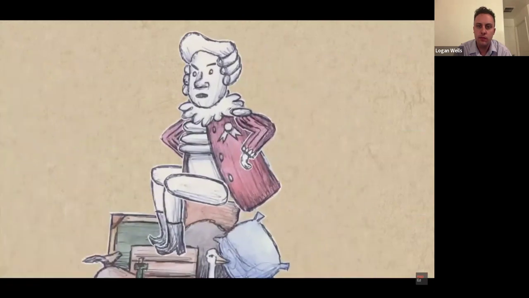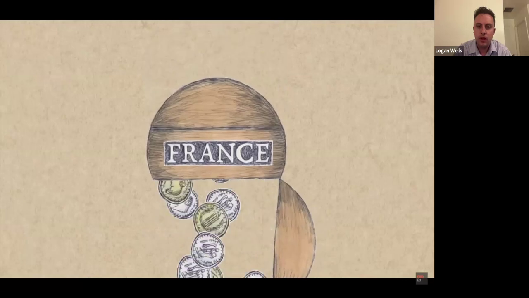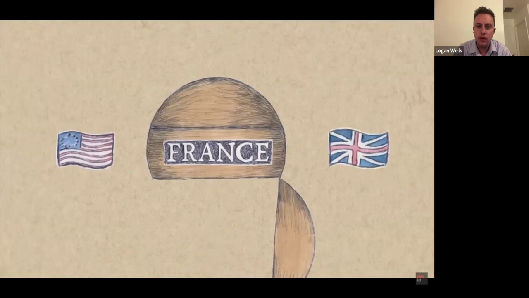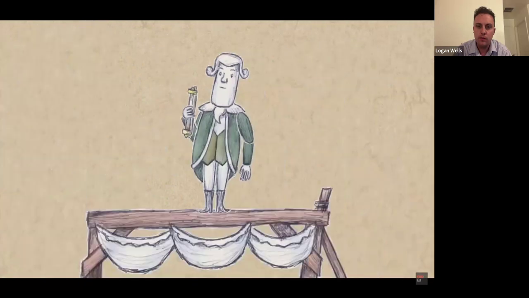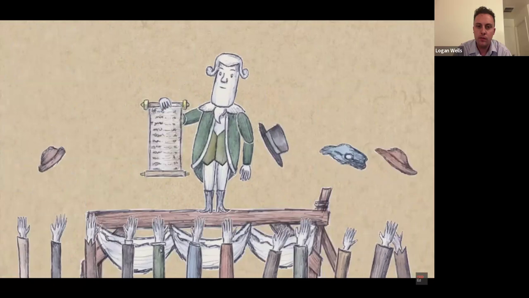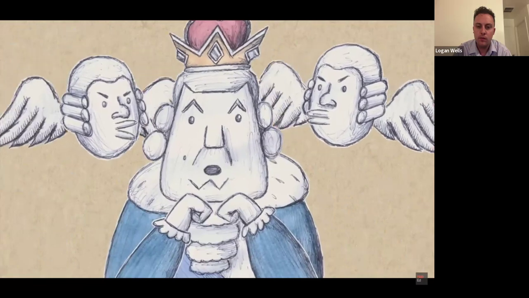But as France sank into debt due to its support of the American Revolution and its long-running war with England, change was needed. King Louis appointed Finance Minister Jacques Necker, who pushed for tax reforms and won public support by openly publishing the government's finances. But the king's advisors strongly opposed these initiatives.